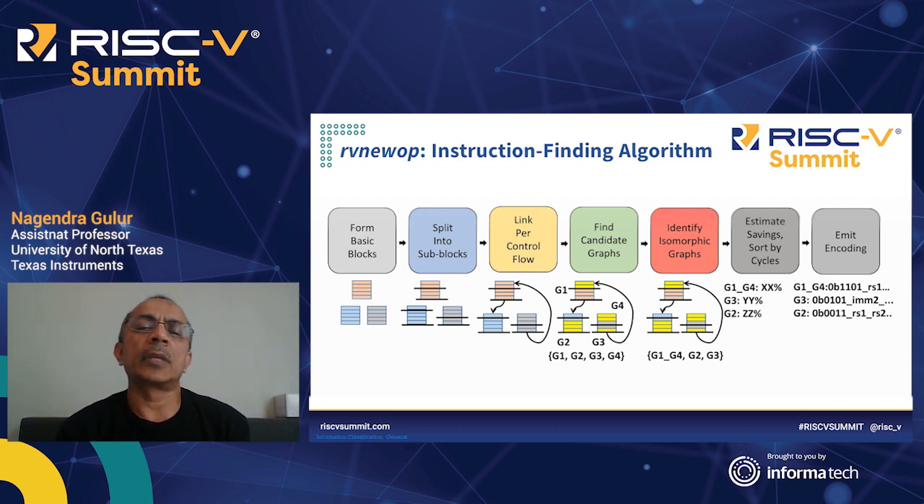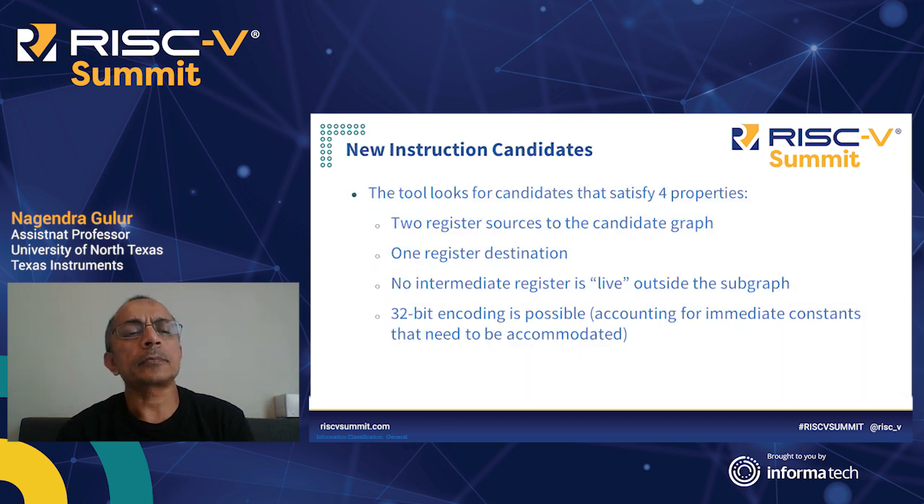And using the data, it restricts its attention to the top 5 or 10 most useful new instruction candidates that it finds. And finally, it performs the actual instruction encoding for those top candidates. That's pretty much the overview of the tool. I would like to talk a little bit more about finding candidates.